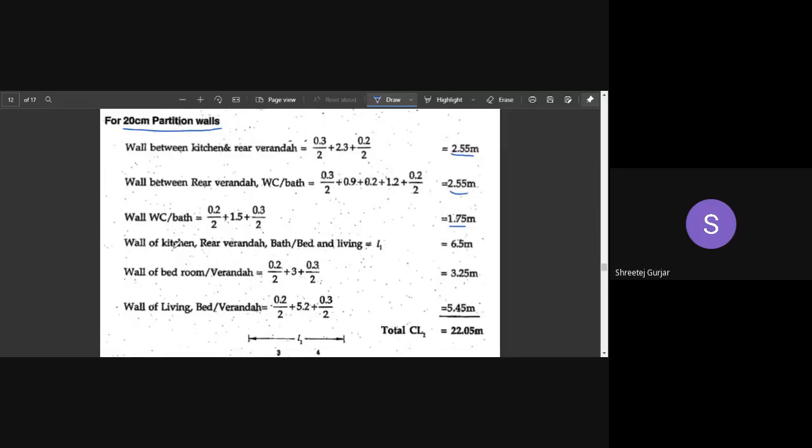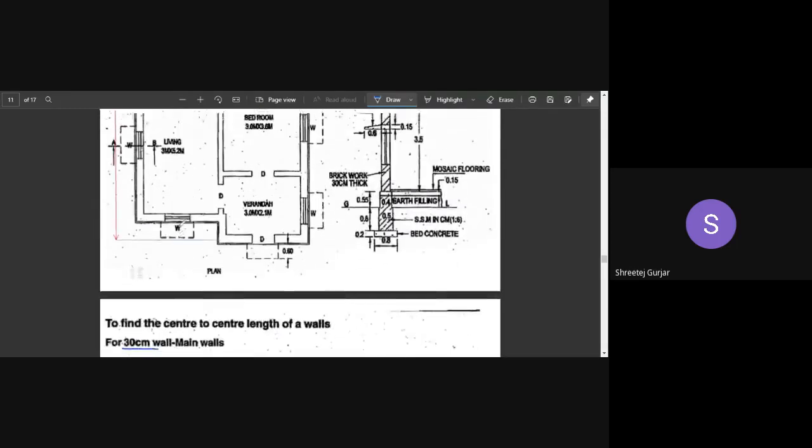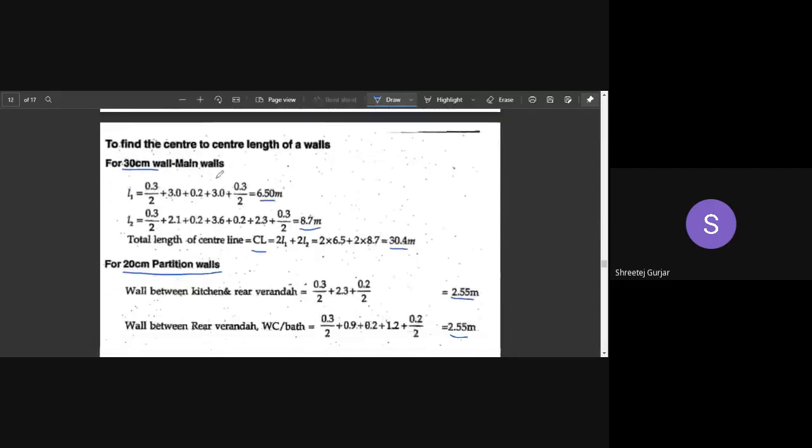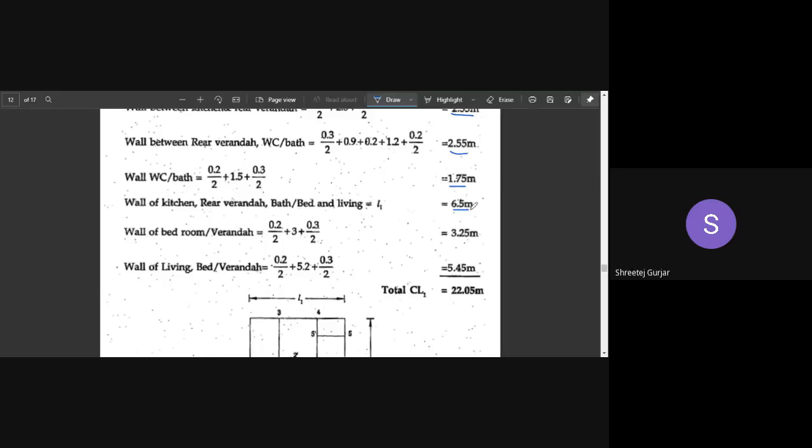Next, the wall of kitchen, rear veranda, bath, bed and living. We are talking about this wall. From here to here, the center to center length will be how much? It will be nothing but 6.5 itself, right? It will be 6.5 only. So that wall is 6.5. Here we have mentioned that 6.5.